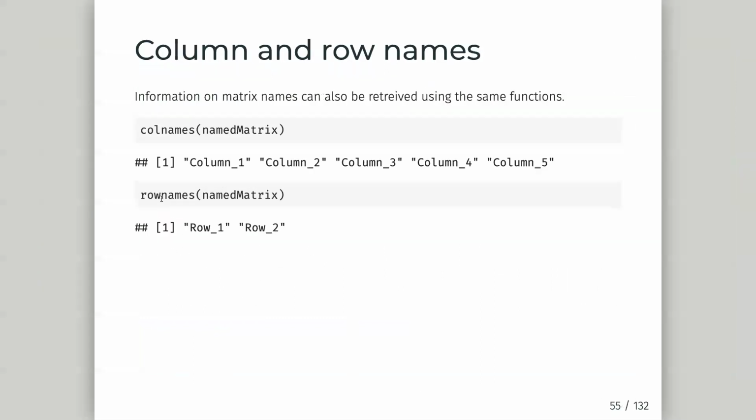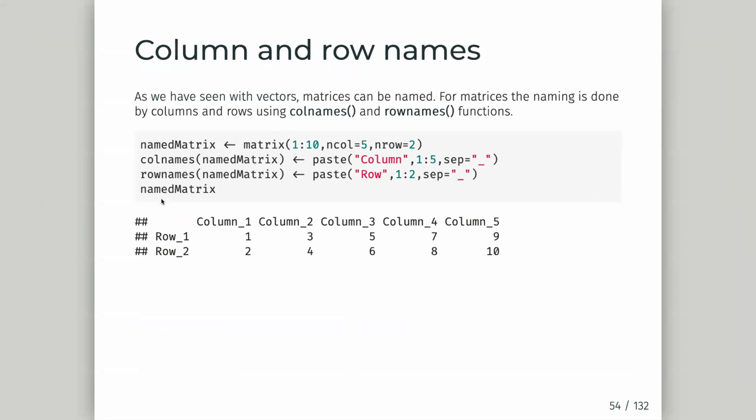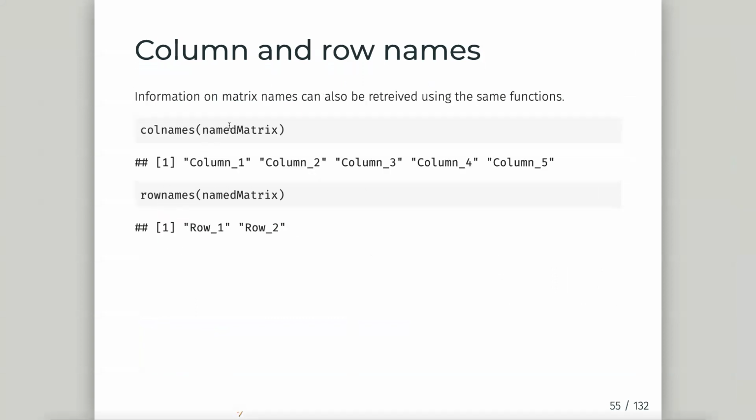Right. So then we can also obviously column names are names we can both assign and we can get. Here I'm assigning. If I want to get the names of a matrix, I can do colnames. It will tell me the names. I can get row names too.